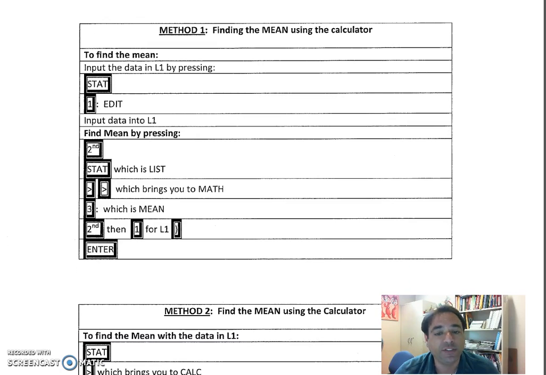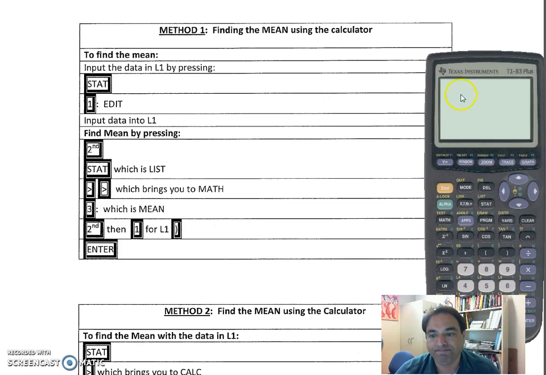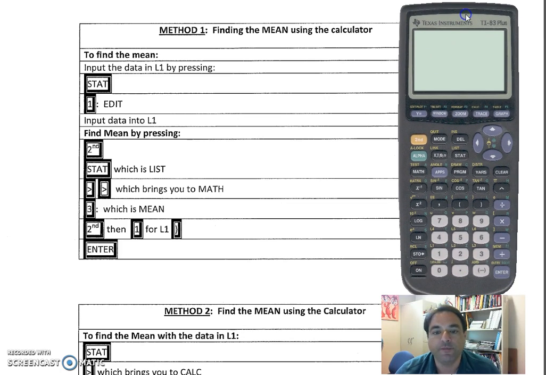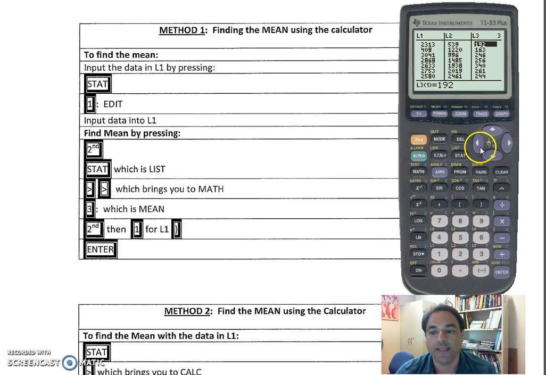There are two ways to do it, and I'm going to show you both. So here's the calculator. What we're going to do is first enter Michael Jordan's data. I went ahead and did this for you already, but I'll just remind you how to do it. So we turn the calculator on, go to Stat, number 1 for Edit, and notice I've already put Michael Jordan's scores in list 1. So remember, Michael Jordan is in list 1.